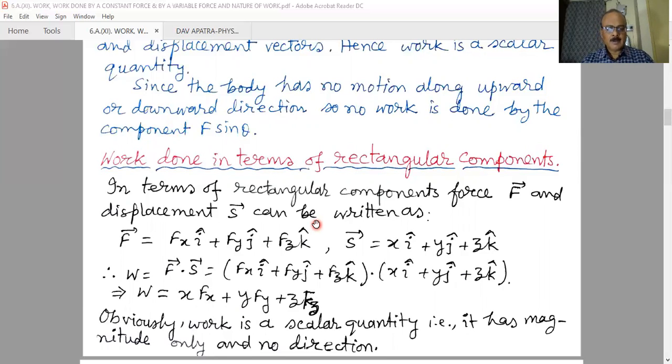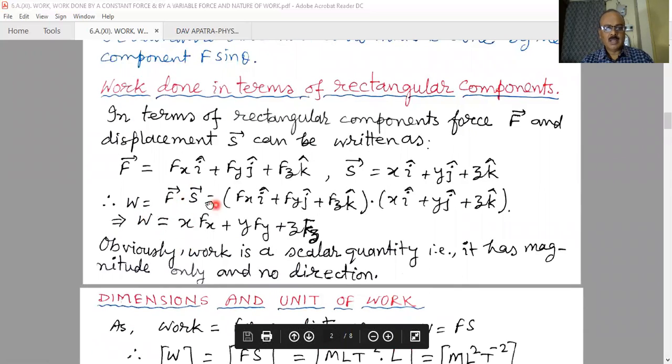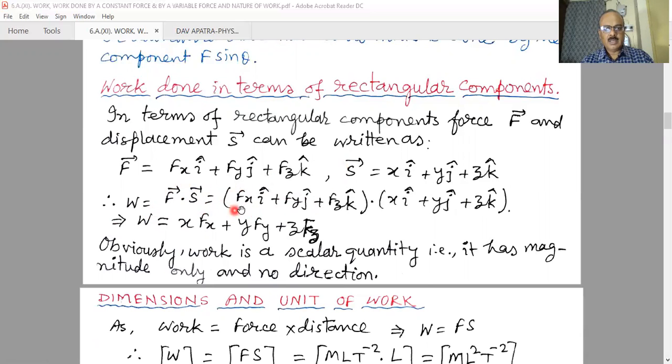That means if the force and displacement both are given in rectangular component forms, then to find the work done we have to take the help of the dot product concept, that is W is equal to F vector dot S vector, and we can write the force in the form Fx i plus Fy j plus Fz k. These three are the x component, y component, and z component of the force. And x i cap is the component of the displacement along the x-axis, y j cap is the component of the displacement along the y-axis, and z k cap is the component of the displacement along the z-axis.